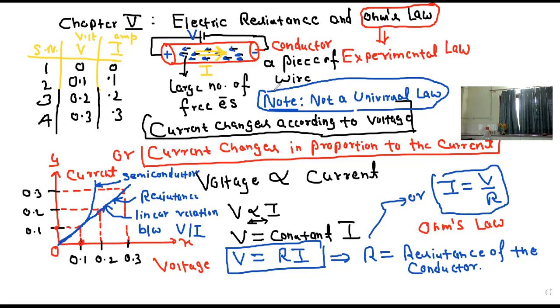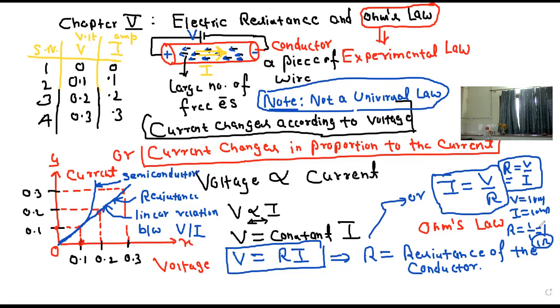And this relation can also be written in one more form. We can write R is equal to V upon I. So if we take voltage V equal to 1 volt and current equal to 1 ampere, R becomes 1 upon 1, which is equal to 1. This is called 1 ohm.